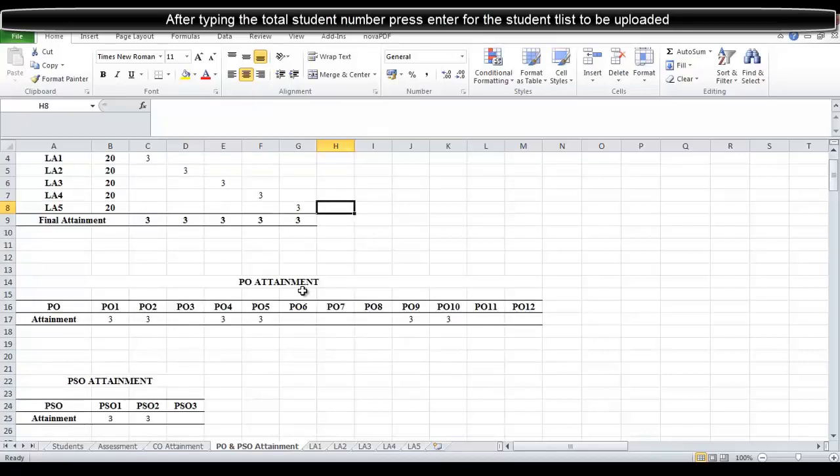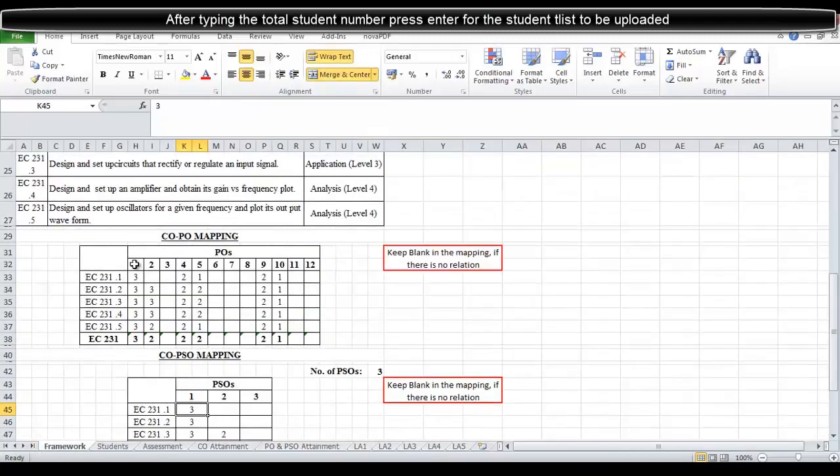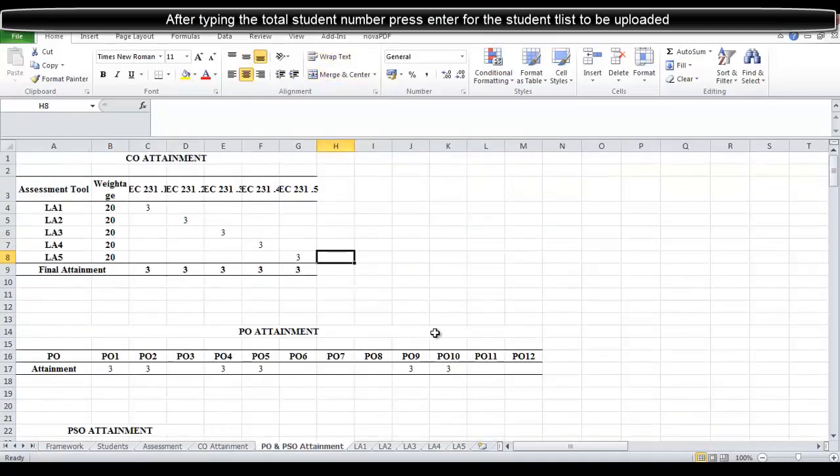Right now we have put marks in that way. But if you want to have a different kind of mark, that is the percentage level, the target, you can set it based on your lab and your department. And this is the PO attainment. As we had already told, for this particular lab we are having only POs PO1, PO2, PO4, PO5, 9 and 10. If you look at the initial framework, the framework had only 1, 2, 4, 5, 9 and 10. So this is the CO-PO attainment.